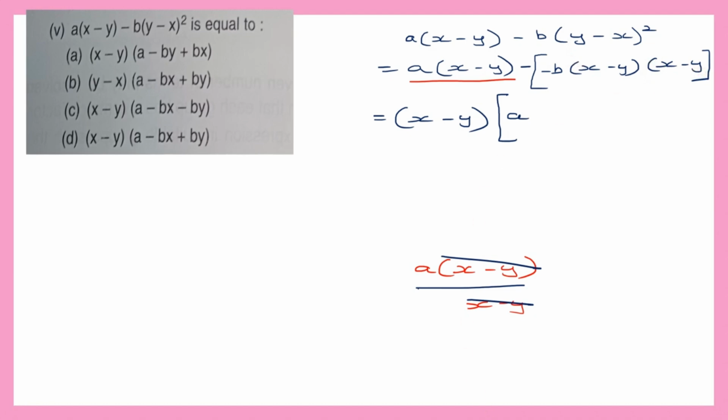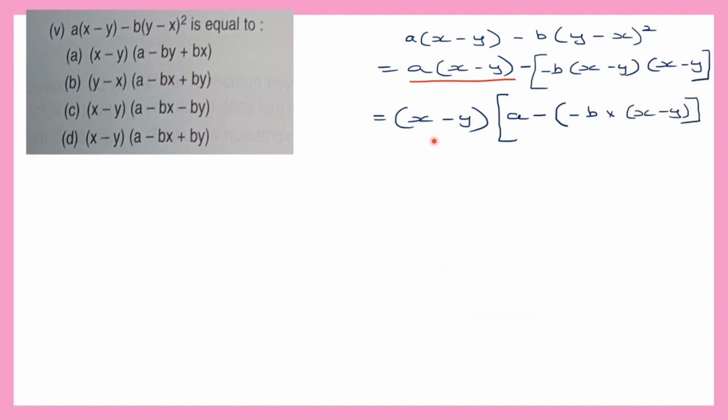So what do I have left? Let me write. I'm going to put this minus sign next to this. And in brackets, I'm going to put whatever is left, minus b into x minus y. So that will be minus b into x minus y. One x minus y has been removed. Because that was common, we have put it out. Now we are going to work this out. So this will remain as it is. So this is x minus y.